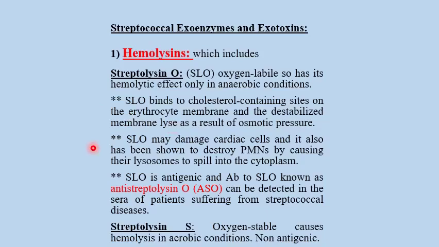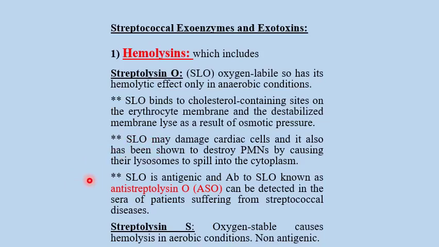This streptolysin O may also, by another mechanism of action, damage the cardiac cells. It has also been shown to destroy the polymorphs by causing their lysosomes to spill into the cytoplasm. We know that lysosomes contain lytic enzymes, so when these lysosomes spill into the cytoplasm they destroy it, and in this way they break down the polymorphs. Streptolysin O is antigenic.